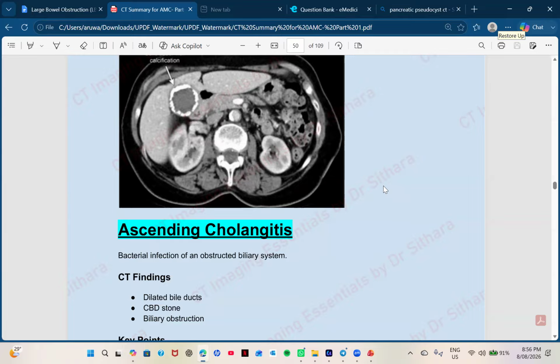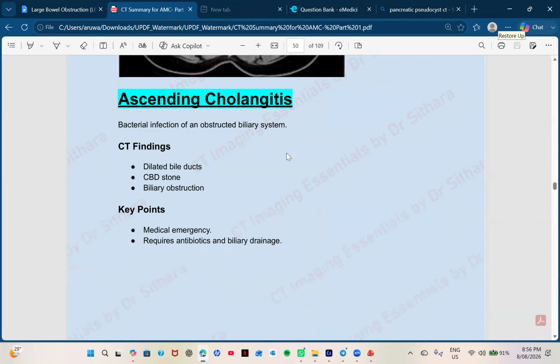Okay, so we'll move to the next one, ascending cholangitis. In ascending cholangitis, the patient has biliary compression due to an obstructing stone in the biliary tree, especially the biliary duct, right?